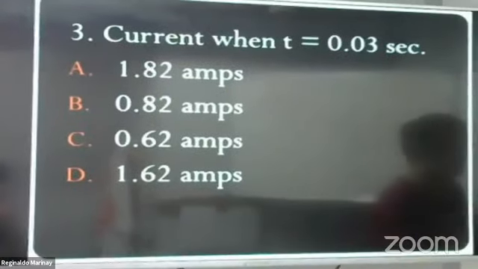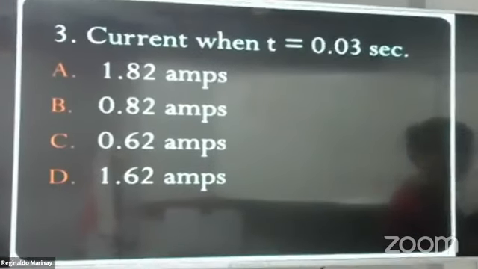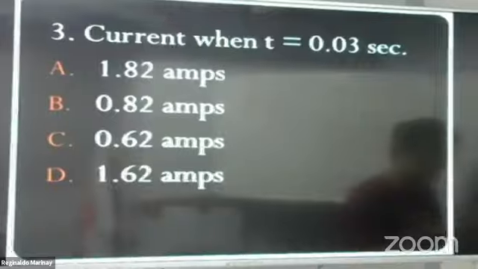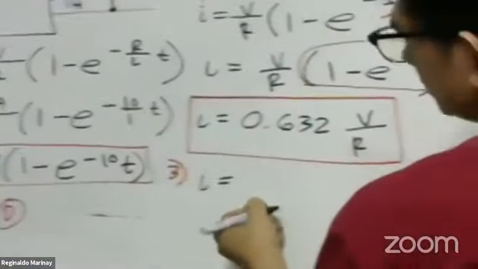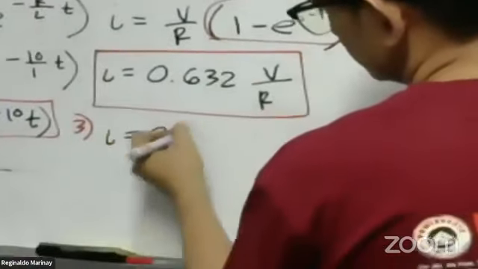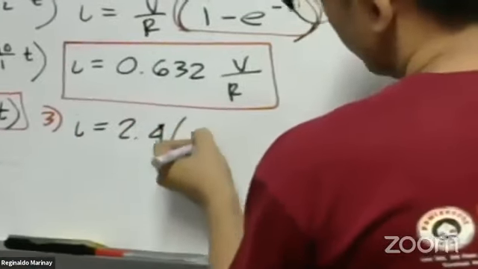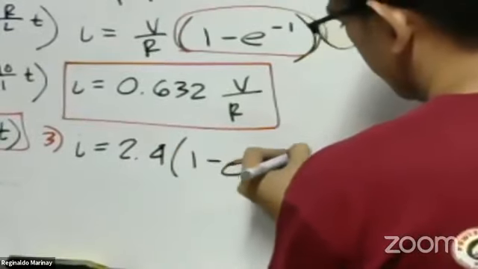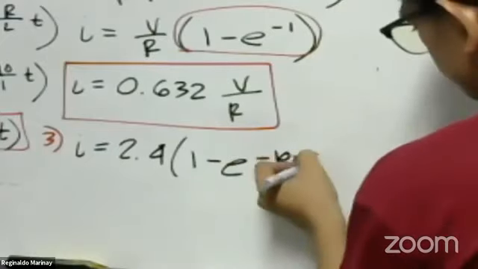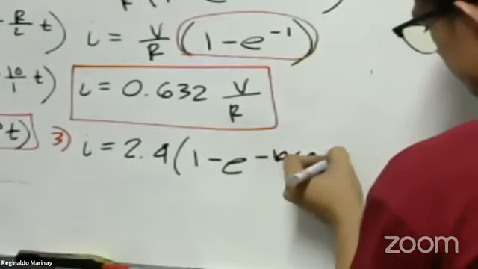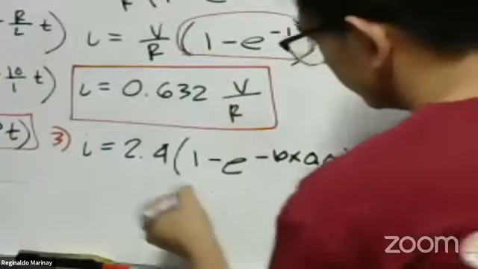Number 3 is the current when t is 0.03. What is the current? You just have to substitute, no? 2.41 minus e raised to negative 10 times 0.03. What is the value? Let's go over with the PowerPoint.